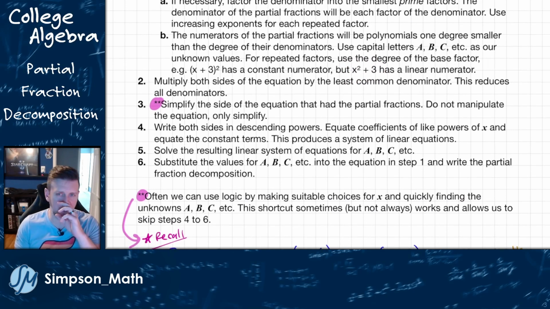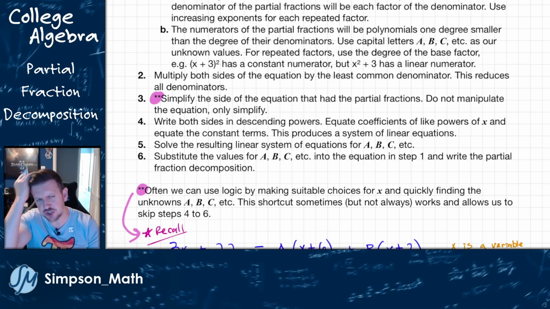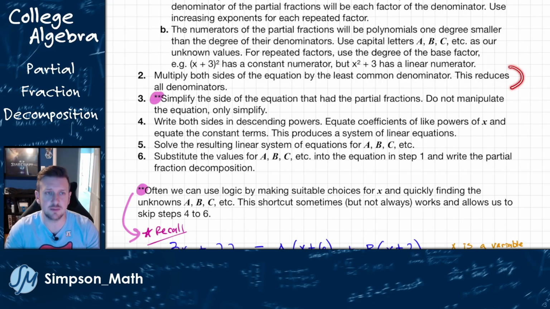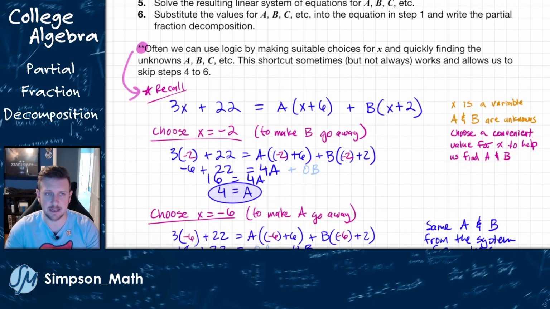Then here are the steps for what we went through, just general solving. We do need to multiply both sides of the equation by the LCD. This reduces all denominators, so that is a necessary step. Then steps 3 and 5 are kind of optional, kind of not. We'll talk about how they could be skipped on some problems, but not all. That's the general process of getting the system of equations ready. And then lastly, once we find A, B, and C, we substitute them back in.